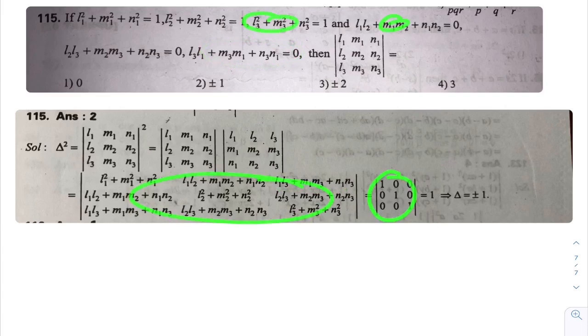You substitute those values, and what did you get? This is the determinant of a diagonal matrix. What is the determinant of a diagonal matrix? The product of all its diagonal elements, 1 into 1 into 1. So you got delta square equal to 1. In the question, what they are asking is delta, which I have taken as delta now. If delta square is 1, what is delta? Delta is plus or minus 1. So which option is the right option? The second option is the right option.